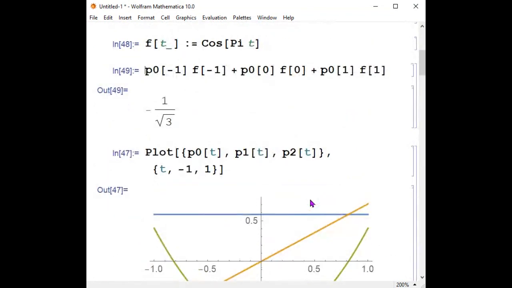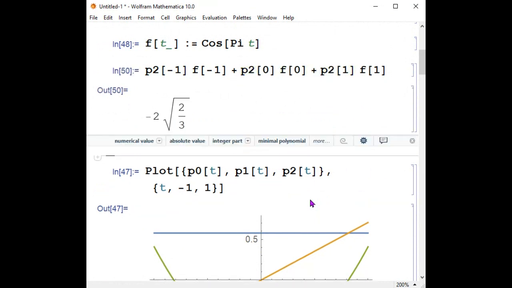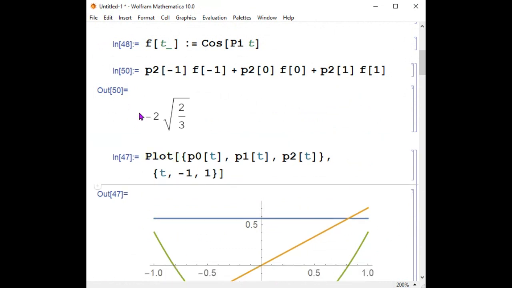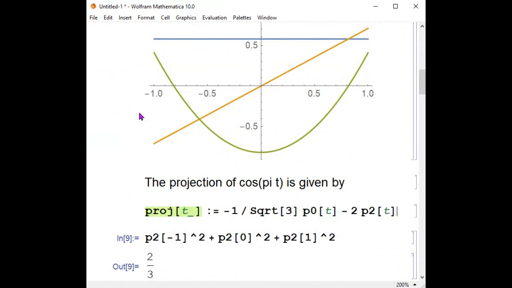What about with P2? Well, happily, I only have to change these numbers. And I get -2 times the square root of 2/3. Let's see what that looks like.